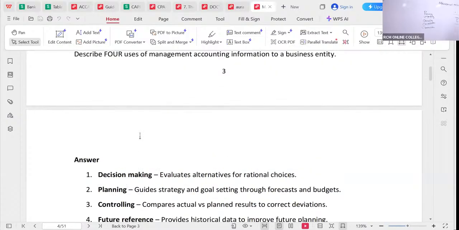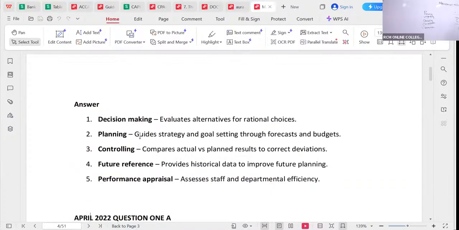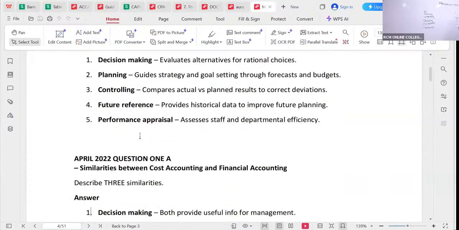So you can see, ladies and gentlemen, the uses there: decision making, evaluating alternatives for rational choices, planning, guiding strategy and goal setting, controlling, future reference, performance appraisal. Never forget to mention decision making, then performance appraisal. Those are very, very important. I think I've tackled enough questions and I can go to the next topic.